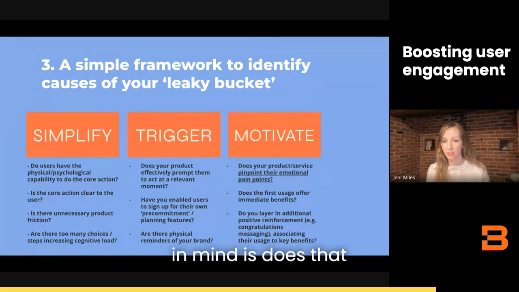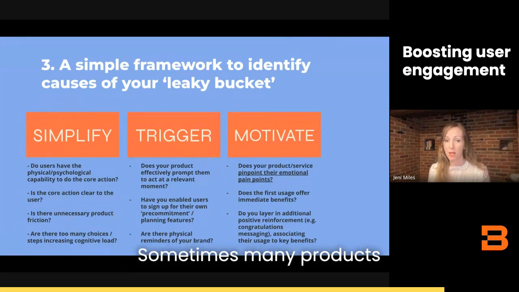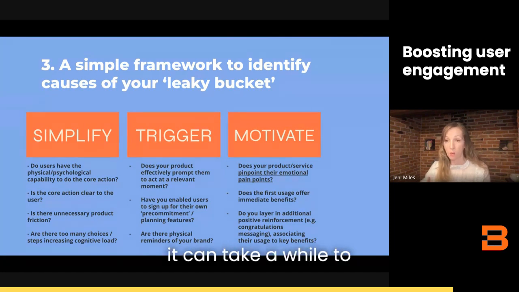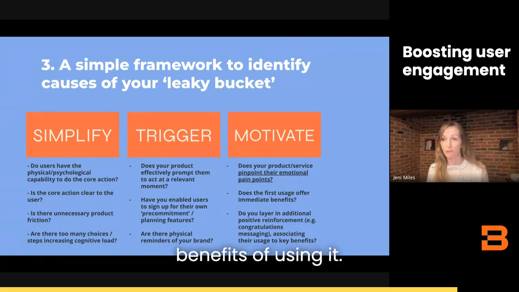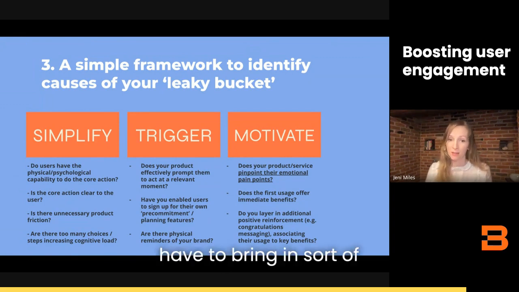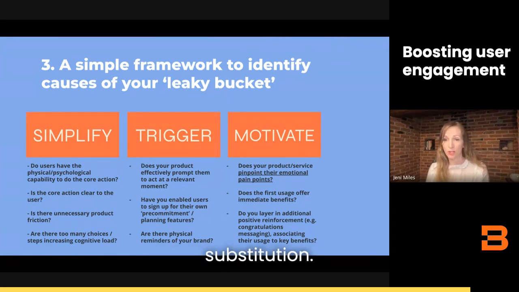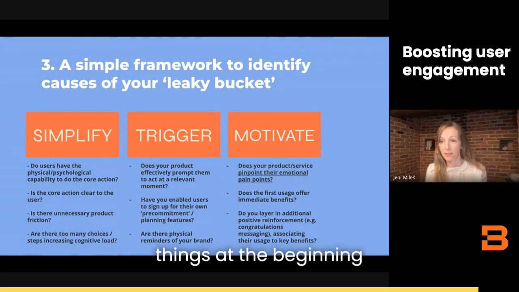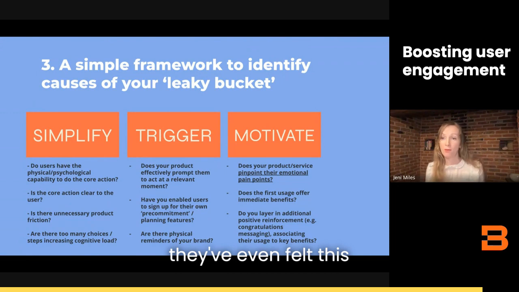Something else to bear in mind is, does that first time experience even offer those immediate benefits? Many products and services, as we've discussed before, can take a while to actually feel any benefits of using it. So that's when you, of course, have to bring in what we call reward substitution, and how can you reward people for doing small things at the beginning of their journey before they've even felt this idea of weight loss or they've quit smoking.